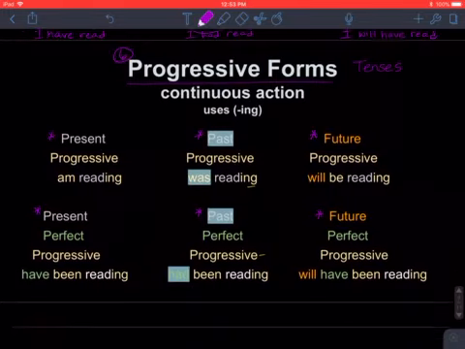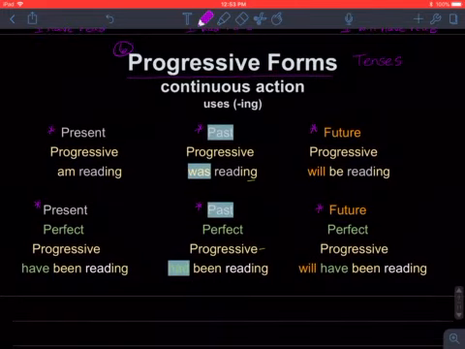Okay, we're going to move into progressive. It's not going to take us very long. Progressive means things are progressing. There's continuous action taking place. Therefore, you must have the ing because things are progressing. Okay? Present tense, I am reading. Past, I was reading. And future, I will be reading.